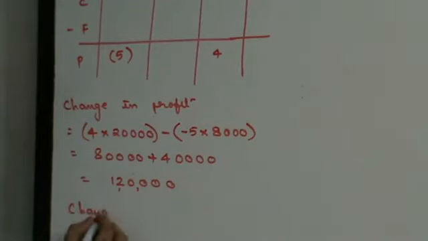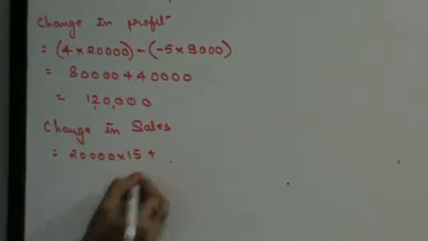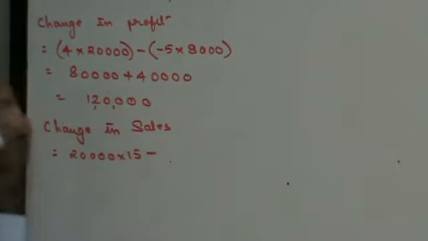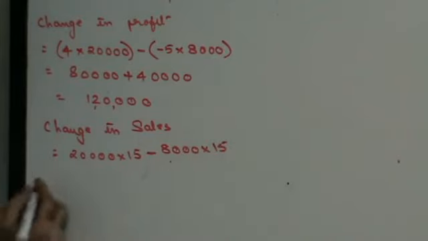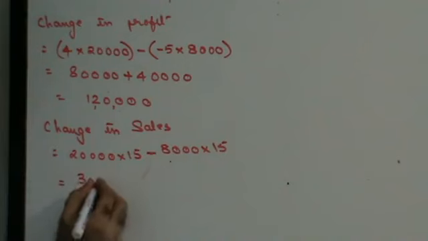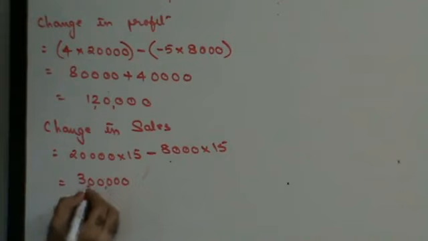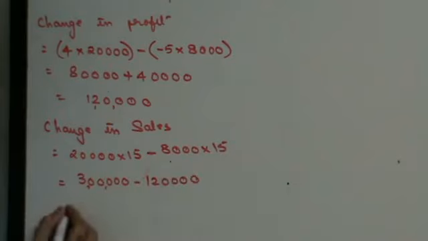Now let's find out the change in sales. In the second period, I am selling 20,000 units at 15 rupees per unit, minus in the first period I am selling 8,000 units at 15 rupees per unit. I will take 15, this is going to be 15 twos are 30, 1, 2, 3, 4. This is going to be 3 lakhs minus 1,20,000. So this is going to be 1,80,000.